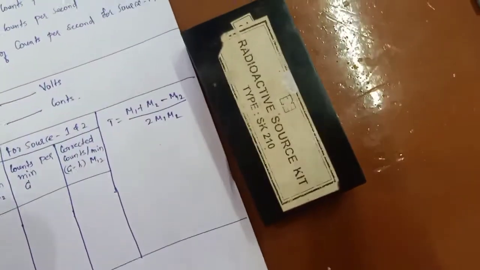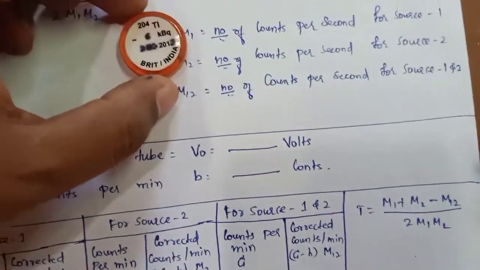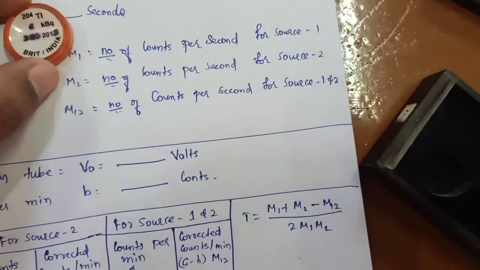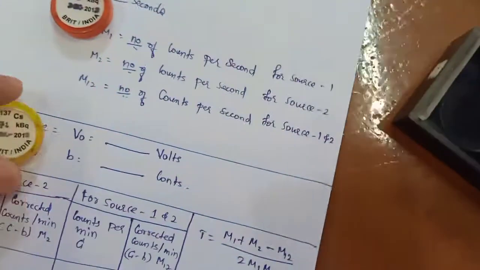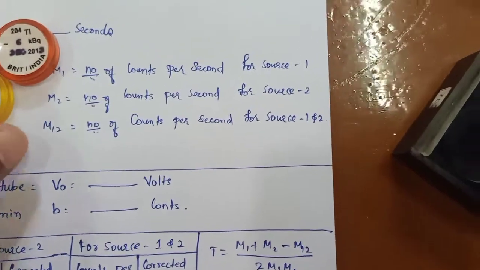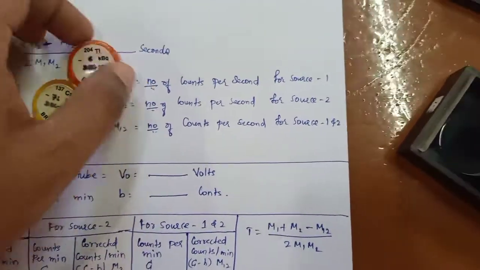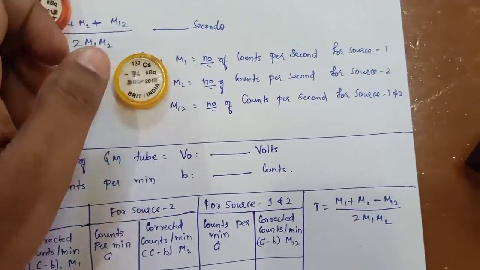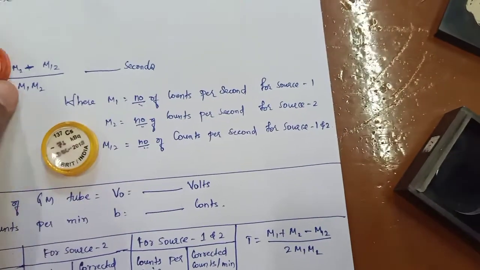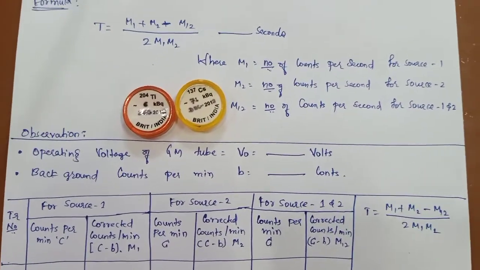From the radioactive source kit, let us consider this thallium as source 1 for counting M1, and cesium-137 for M2. When I place source 1, it shows only the counts for M1, and when I place the second radioactive source, it shows M2. When I combine these two in the radioactive detection tube, it shows M12.